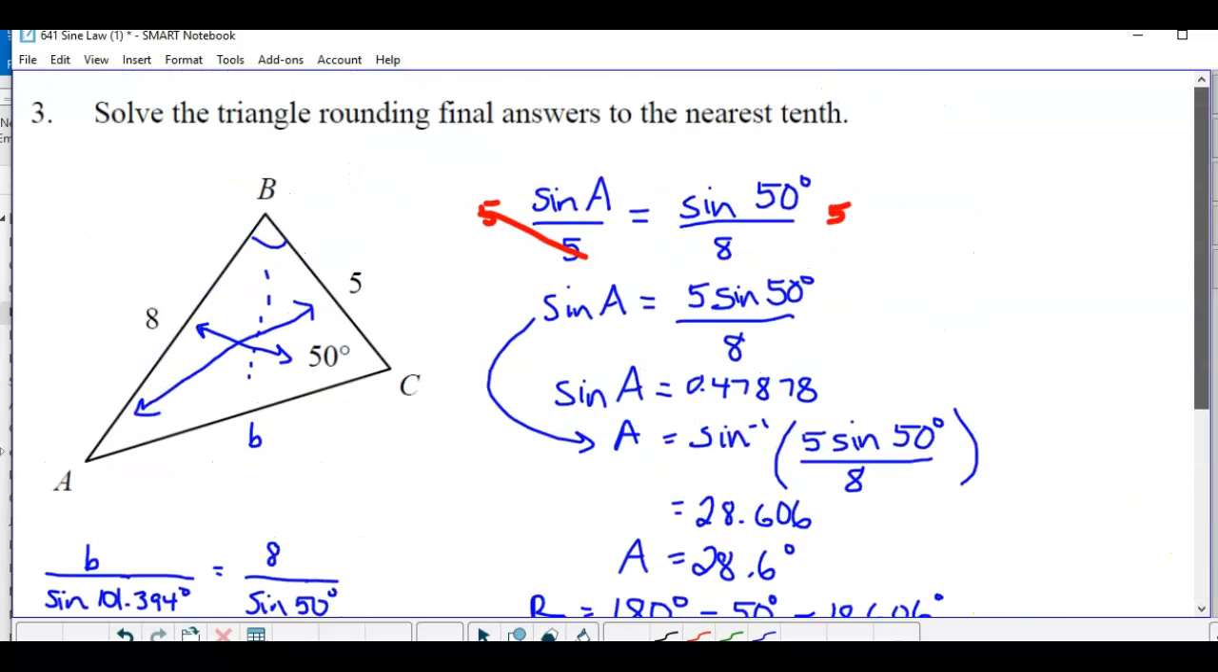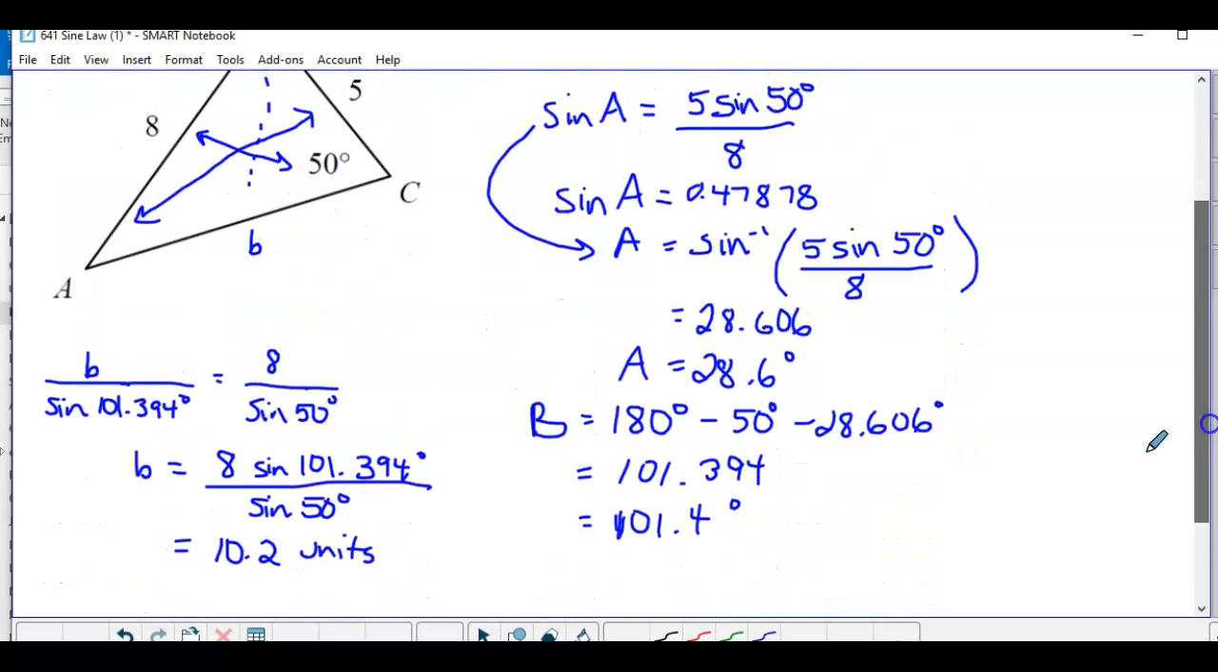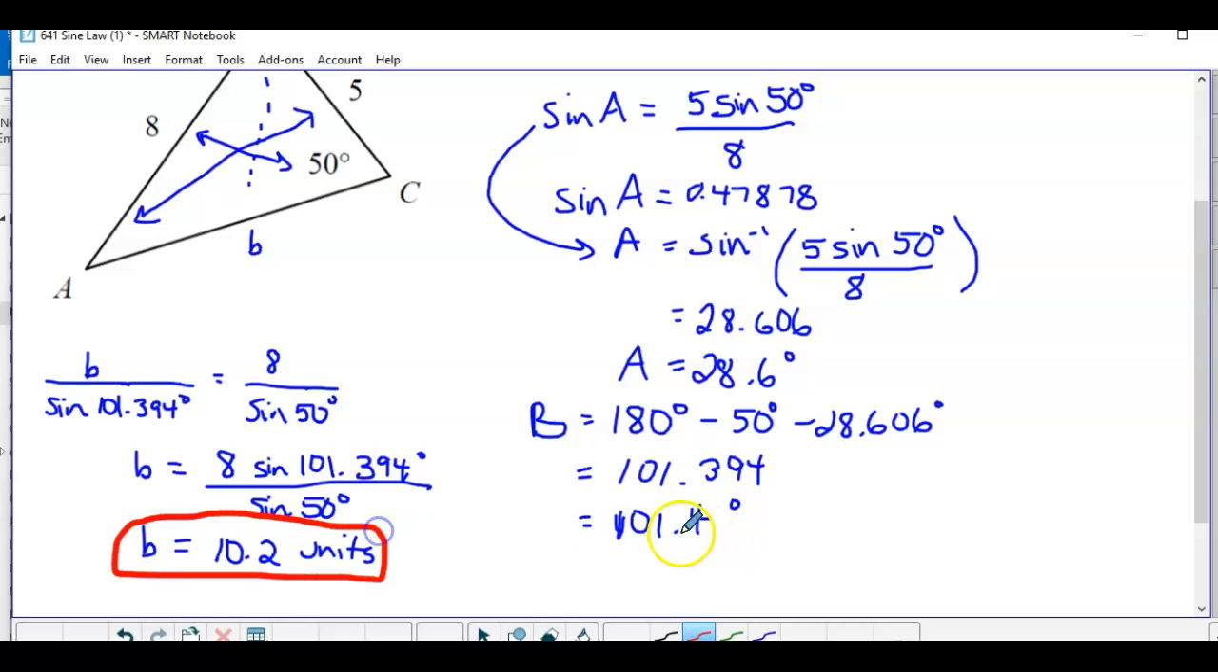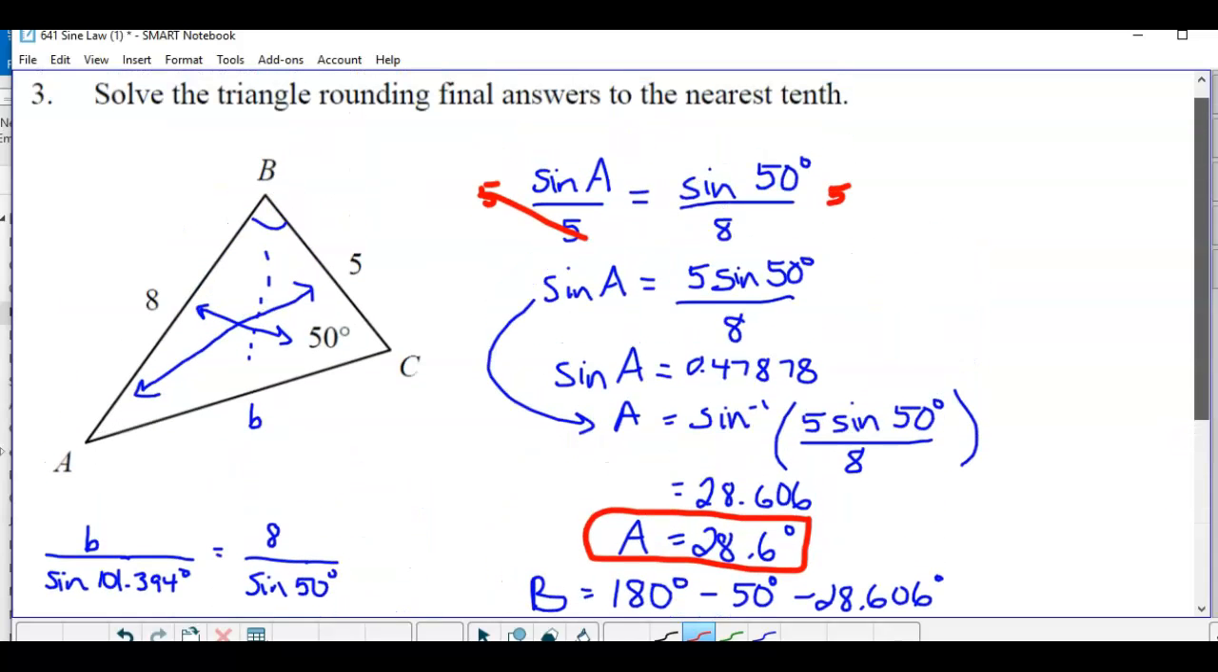So that one we had to solve, which means to find all of the missing information. If you could go back and either rewrite everything or put a box around everything that you calculated, so this is B. All right, so that is question 3.